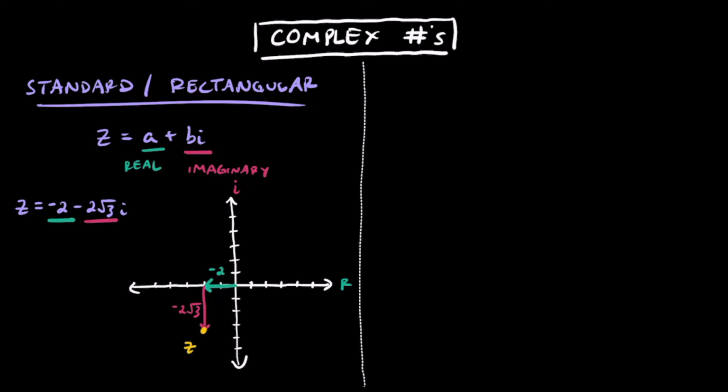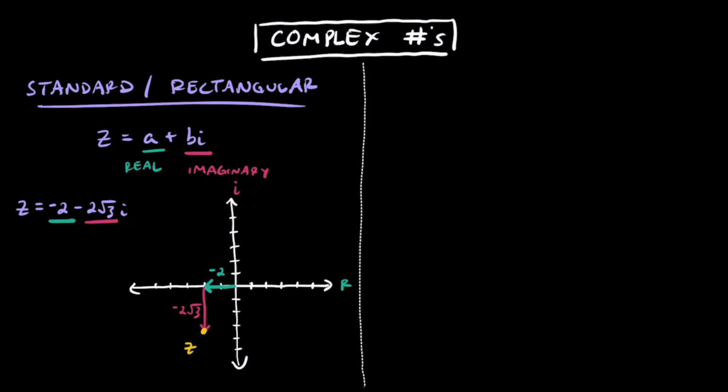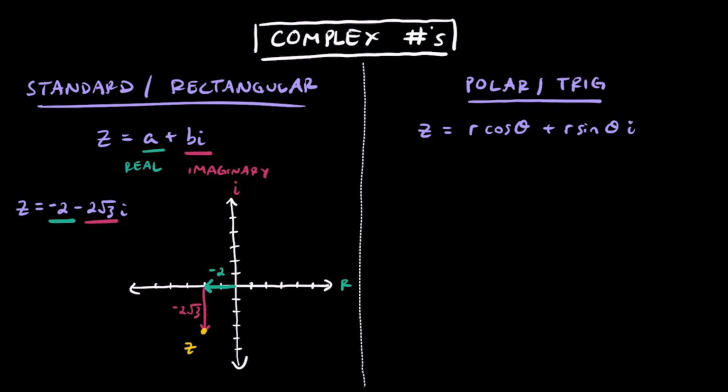Besides representing complex numbers using standard or rectangular form, we have a second form here called the polar or the trig or the trigonometric form. Okay. Now, for this one, we can just represent our complex numbers using a different way, and we can say z is equal to r times cosine of theta plus r times sine of theta times i.